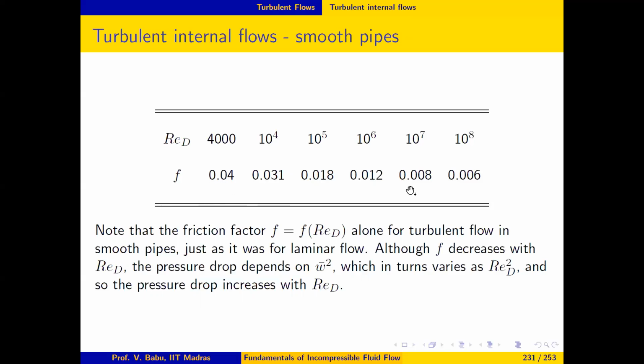Can we see that the friction factor decreases with the Reynolds number? However, the pressure drop depends upon W bar square. It may be recalled that the pressure drop delta P is F times L times W bar square over 2D. So W bar square depends on Reynolds number as Reynolds number square. So although the friction factor decreases with Reynolds number, the overall pressure drop still increases with Reynolds number in the case of turbulent flow in smooth pipes.